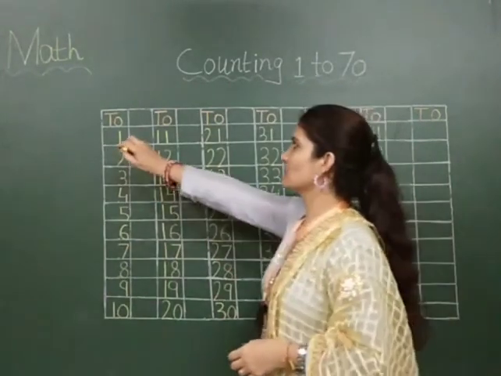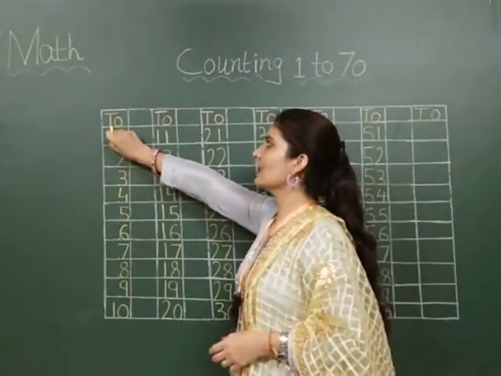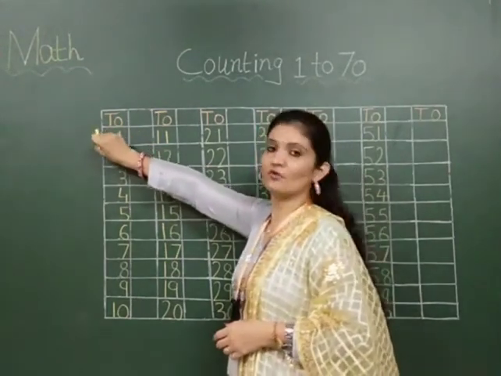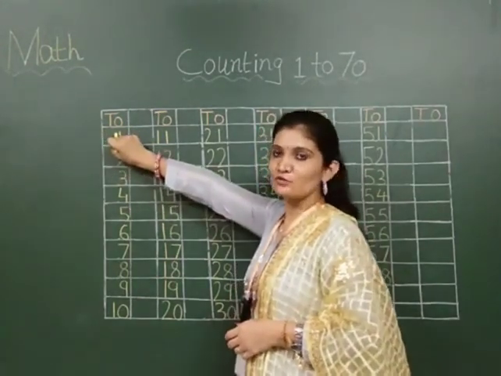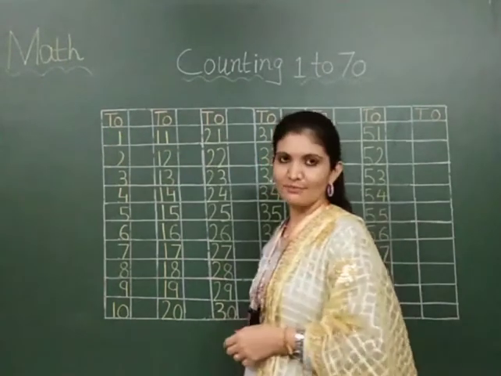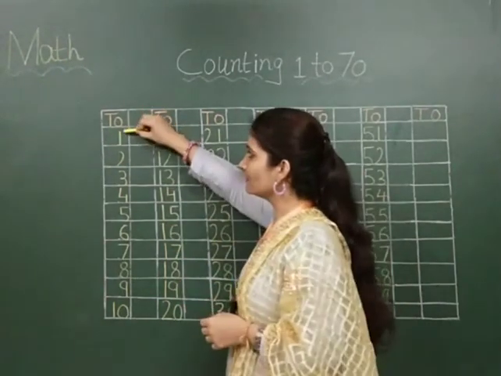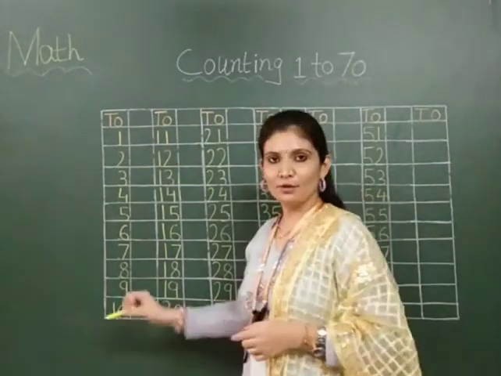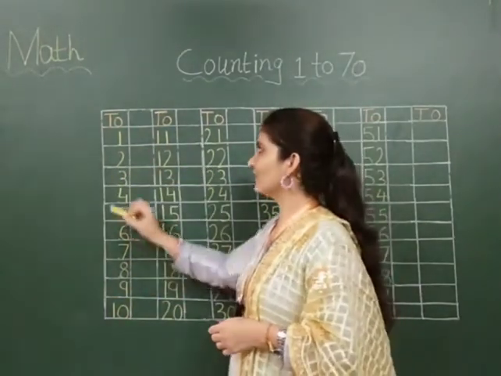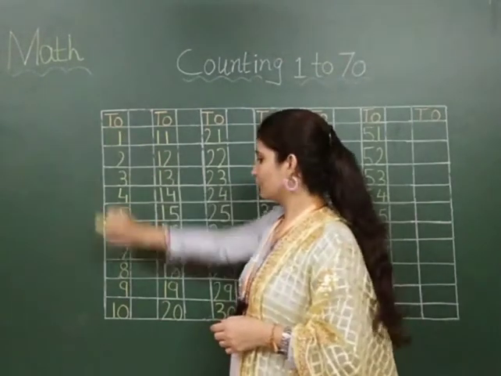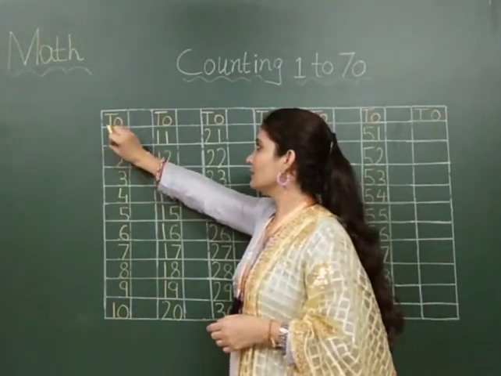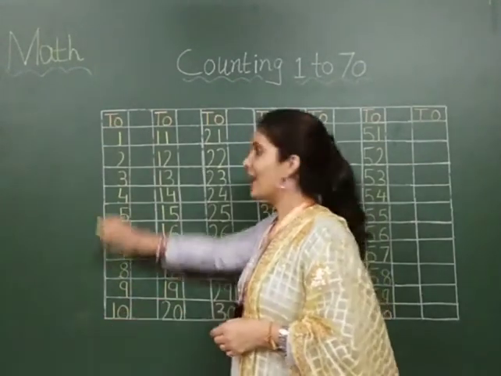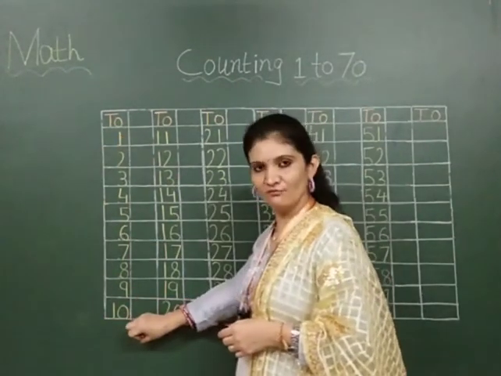First of all, what is this? This is T and this is O. As you know, T stands for tens and O stands for ones. You have to write the numbers 1, 2, 3, 4, 5 till 9 below ones. And after that you have to write 10. In 10 you have to write 1 below T and 0 below ones.